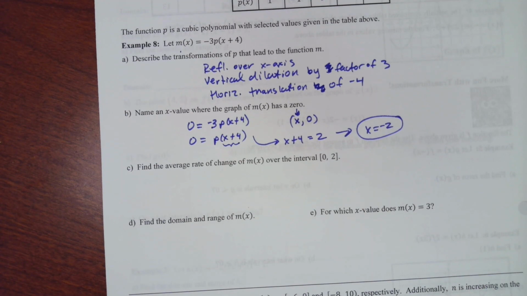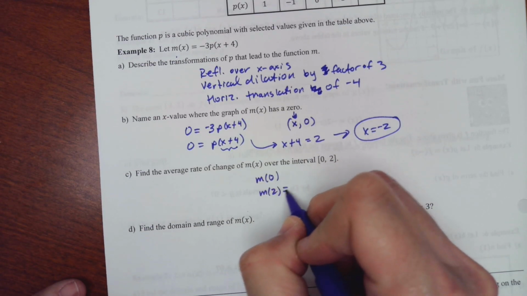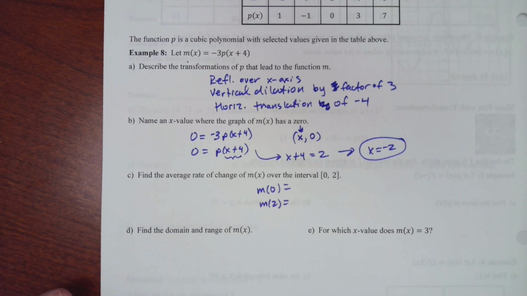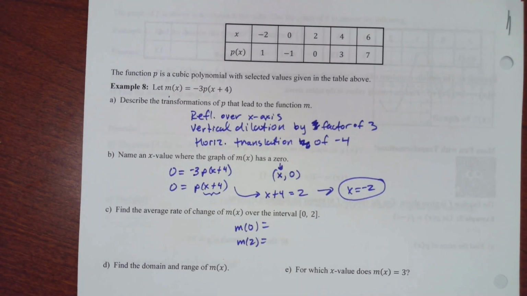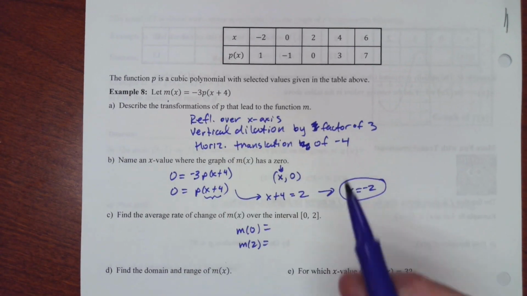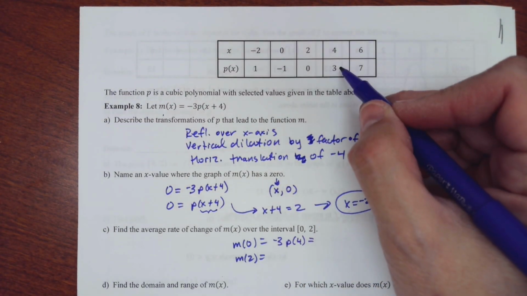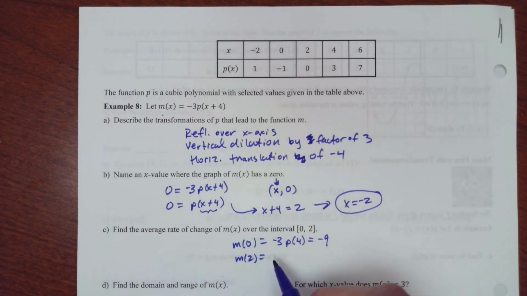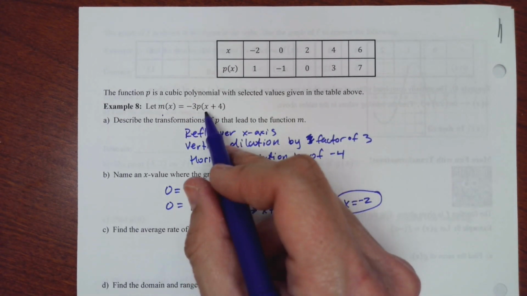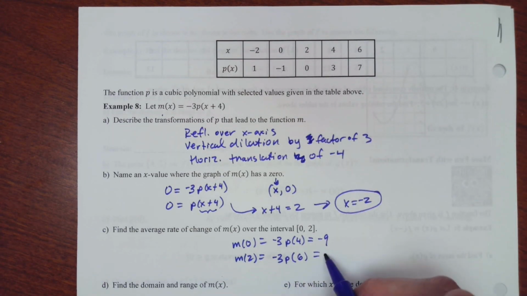All right, next one. The average rate of change of m of x over the interval from 0 to 2. All right, so I need to find m of 0 and m of 2, so just like on my test from the first test we had, and so I can go ahead and do my average rate of change. So m of 0, so I'm going to be plugging a 0 in here, so it gives me negative 3 p of 4. So p of 4 is 3, so 3 times negative 3 is negative 9. Putting a 2 in here, I have negative 3 p of 6. So p of 6 is 7. So 7 times negative 3 is negative 21.